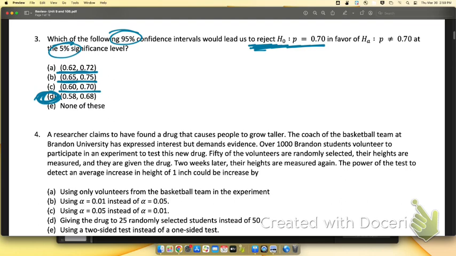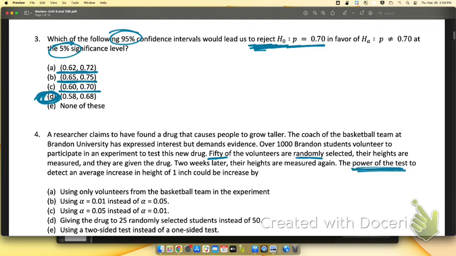Number 4. A researcher claims to have found a drug that causes people to grow taller. The coach of the basketball team at Brandon University has expressed interest but demands evidence. Over 1,000 Brandon students volunteer to participate in the experiment to test the new drug. 50 of the volunteers are randomly selected, their heights are measured, and they are given the drug. 2 weeks later, their heights are measured again. By the way, that would be a paired t-test. The power to detect an average increase in height of 1 inch could be increased by what?